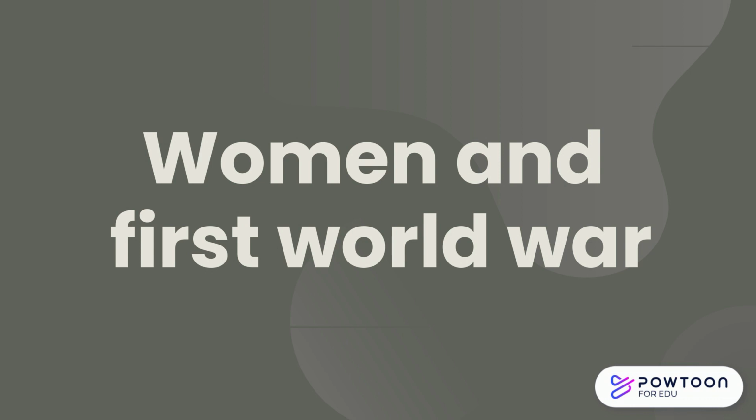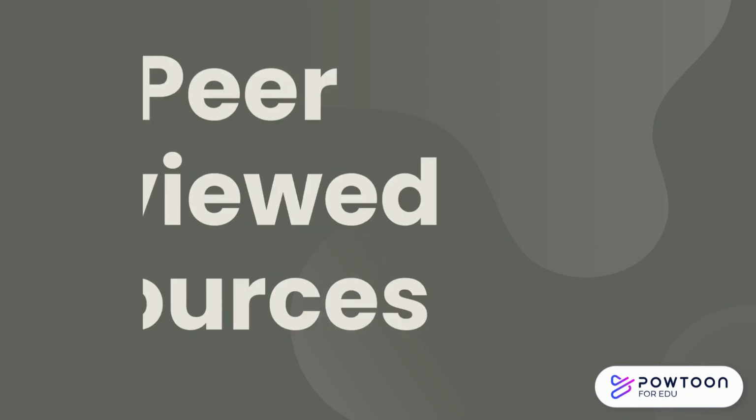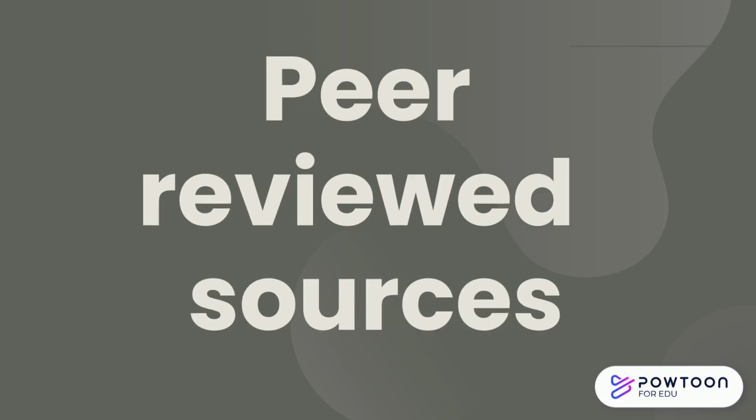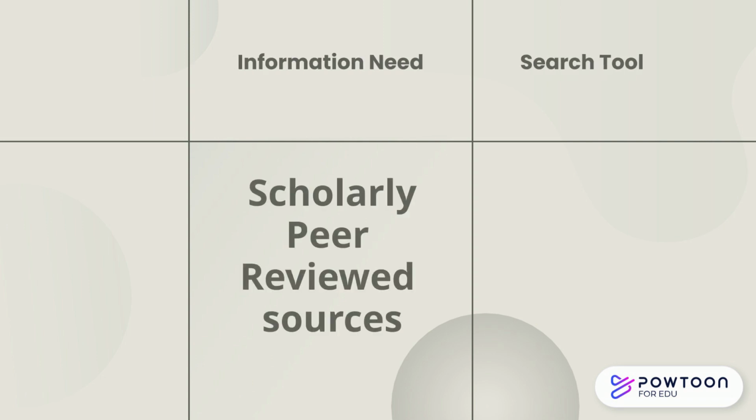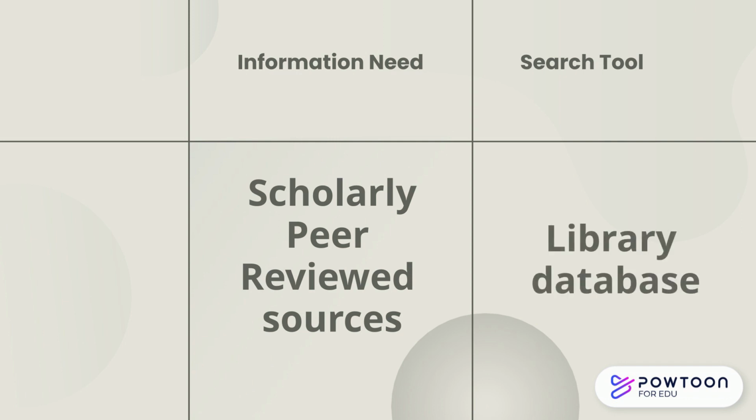Let's return to our example about women and the First World War and try to identify the information needed as well as the best place to look. On screen are the guidelines from the professor for the assignment, which are peer-reviewed scholarly sources. In this example, the professor has specified that you can only use peer-reviewed articles. So the best place to search would be a library database.